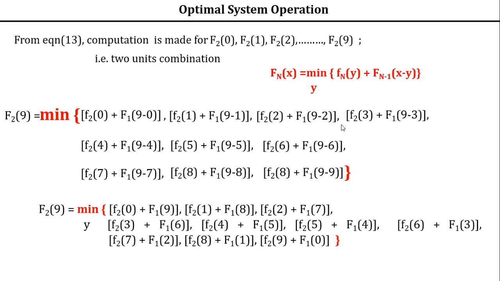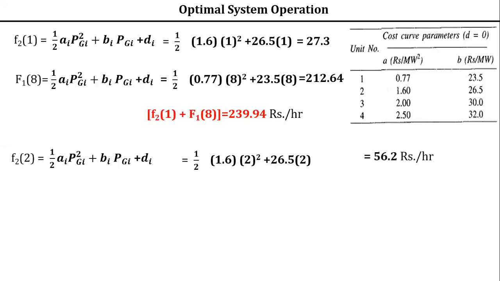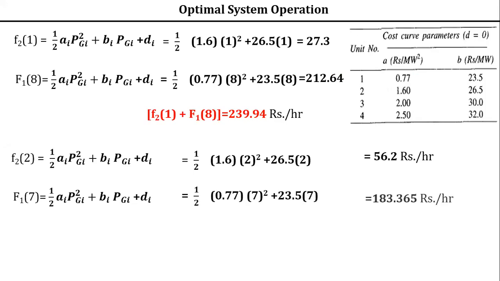I think the fourth combination we have completed: F2 of 3 and F1 of 6. Till this point we have done it. So now let us find out the fifth combination.